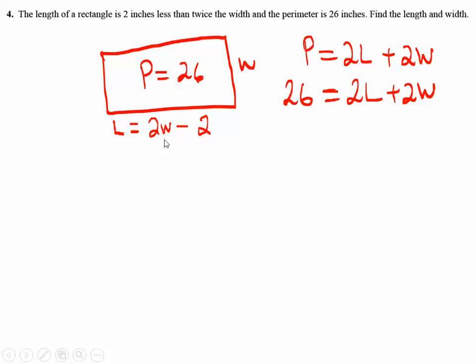So we do know a relationship right here. L is really the same thing as 2W minus 2, so let's plug in 2W minus 2 right into here. So L has been transformed. Notice also I need to put in parentheses because this was a single number. Now I have two numbers. Alright, can you solve it from here? Let you guys try to finish it off.